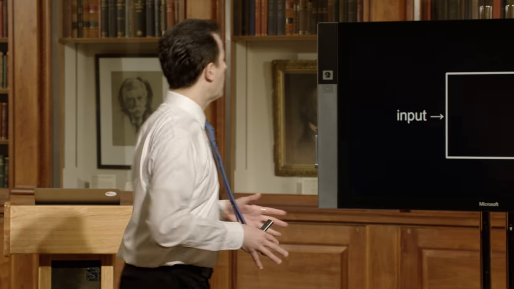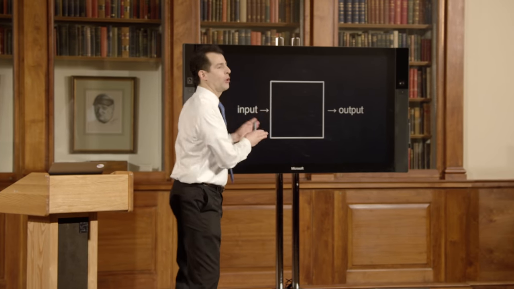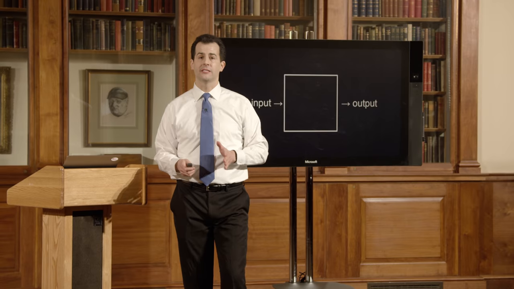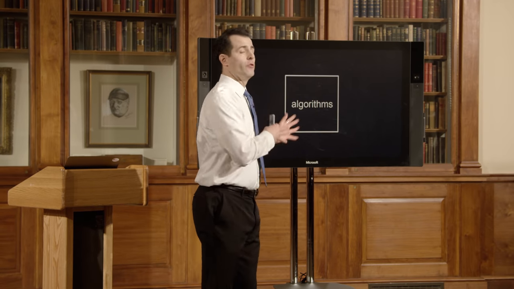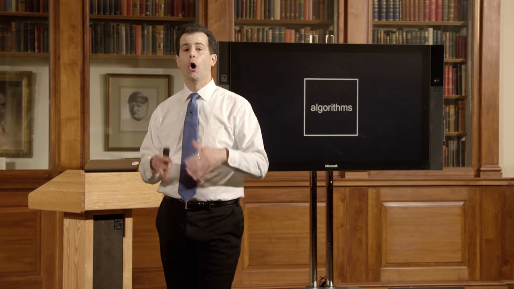All right, so we now have a way to represent information, whether it's binary, decimal, or some other approach altogether. So it's time to solve problems. But how do we go about solving problems? What is inside of this black box? Well, that's where our so-called algorithms are, step-by-step instructions for solving some problem.